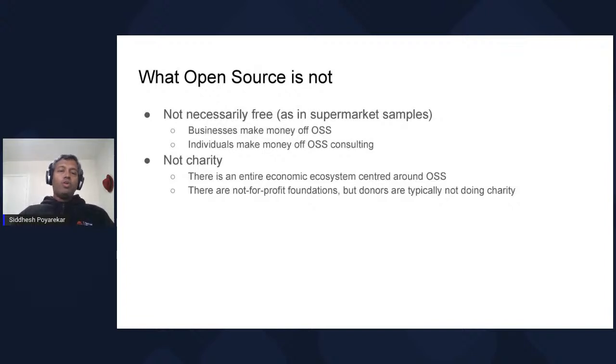Okay, so what open source is not. The first one is very basic, right? It is not necessarily free. When you talk about free software or software freedom, you're talking about freedom to do things with that software. It doesn't imply that the software is free, right? Businesses make money off open source software. Individuals make money off open source software consulting. So there's money involved there.